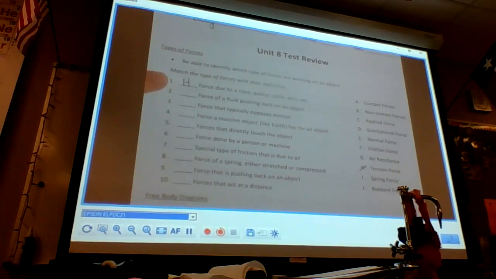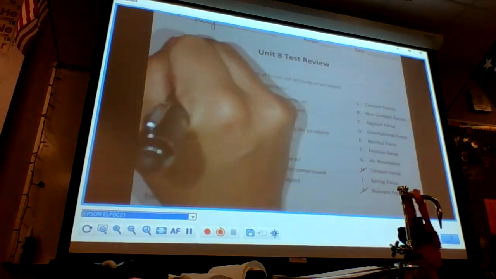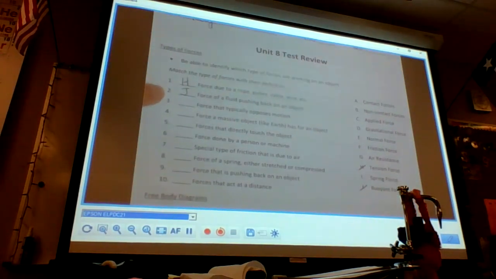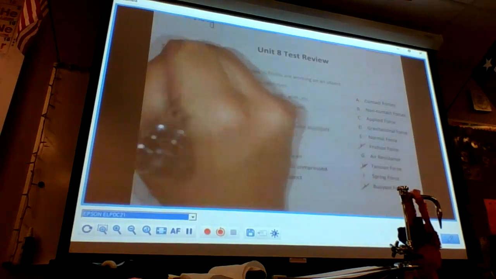Force of a fluid pushing back on an object. Buoyant force, yes. J. Force that typically opposes motion. Does anybody remember that one? Like if I'm sliding my hand across this? Friction, yes. Friction is the answer there. That is letter F.